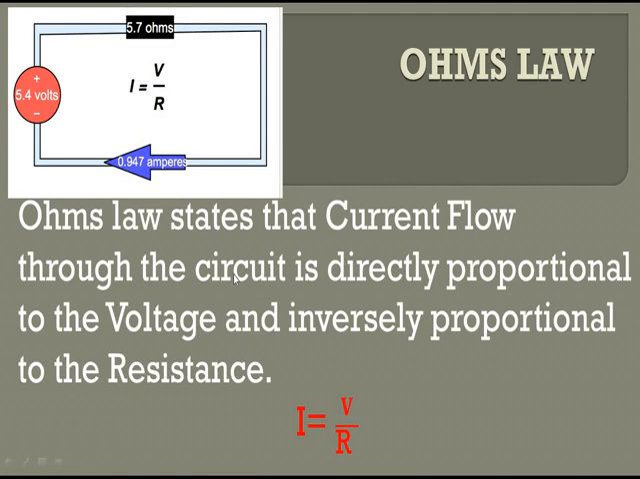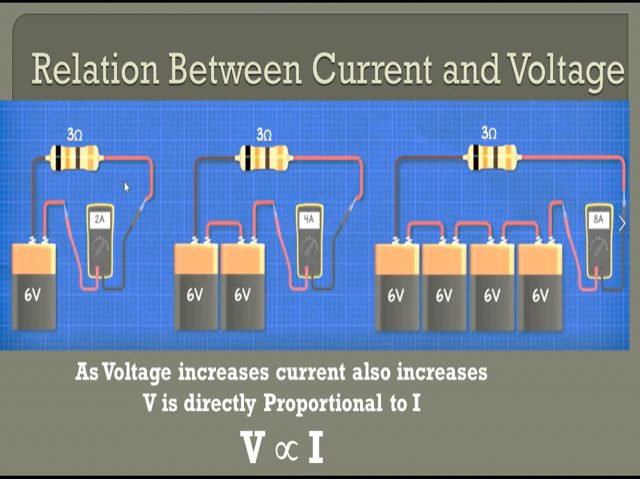Ohm's law. Ohm's law states that current flow through the circuit is directly proportional to the voltage and inversely proportional to the resistance. I is equal to V upon R, which means current flow in the circuit is equal to voltage, which is 5.4, divided by resistance, which is 5.7. Then by using Ohm's law, current flow through the circuit is 0.947 ampere. To find proof of this equation, we perform a practical experiment.